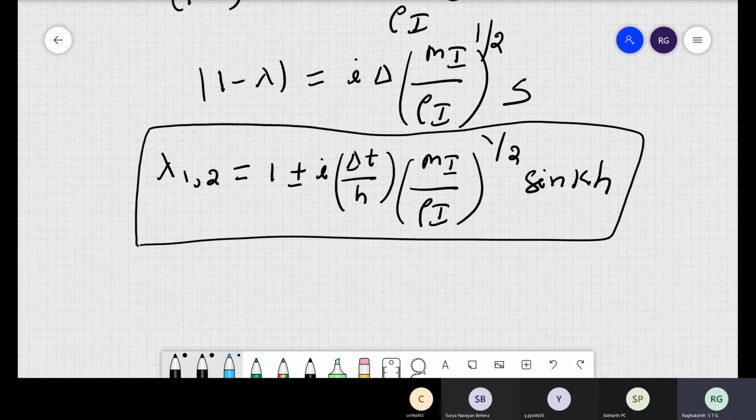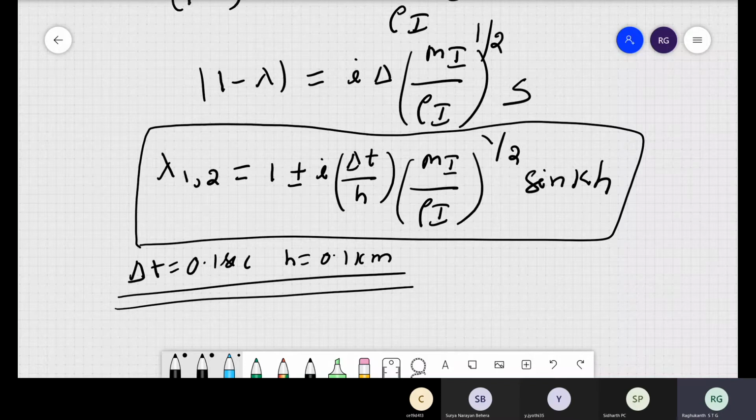Now you tell me whether the scheme is stable or unstable. Suppose I take delta t as 0.1 seconds and h as 0.1 kilometer. Now comment about the stability, whether the scheme is stable or unstable. What is the condition for stability? It looks to be stable. The condition is that it should be less than 1.